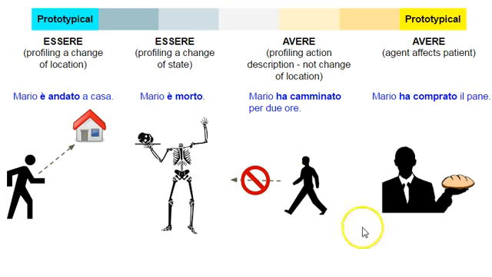This last one is probably the most difficult category to identify, but I think if you go by this plan of action, it should be fairly easy to move around. This is kind of a map for the choice of the auxiliary verb in the passato prossimo in Italian.